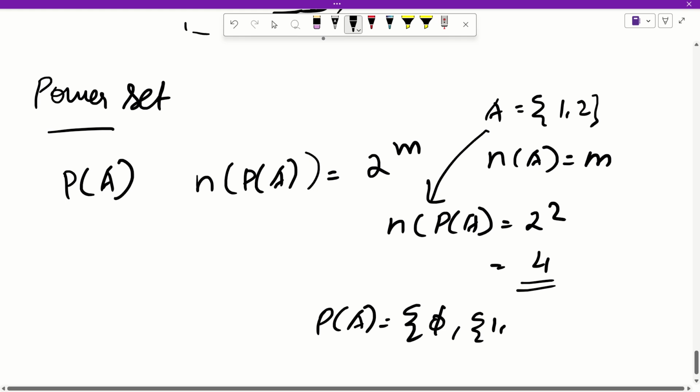And the possibilities are {1, 2}, {1}, and {2}. You understand? It's like this. Okay. Understand? We want to write the power set of A. If we have to write the collection of all subsets of set A, what are all the possible subsets? The set {1, 2} is a subset, {1} is a subset, {2} is a subset, and the empty set φ is also a subset. That's why there are 4 here. Hope you all understood power set.